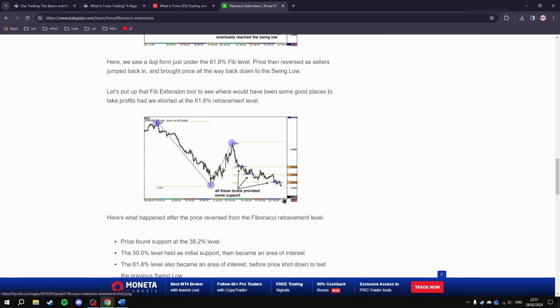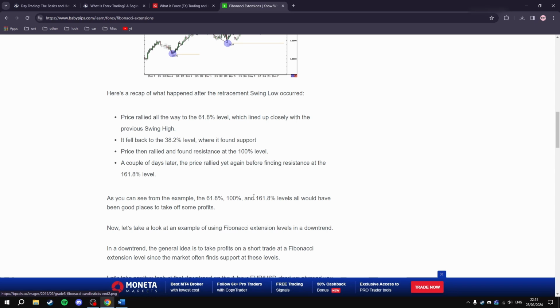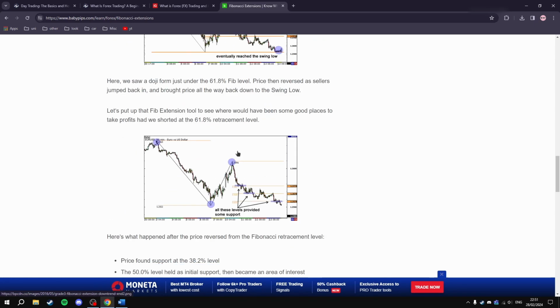All these levels provide some support. So in an uptrend, you should take profit at the resistance levels. In a downtrend, you should take profit at the support levels, is what I'm getting at.